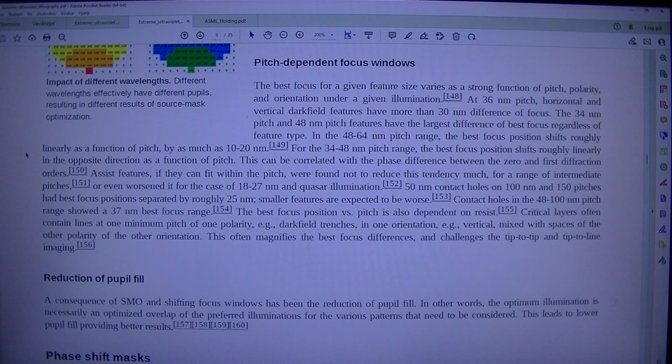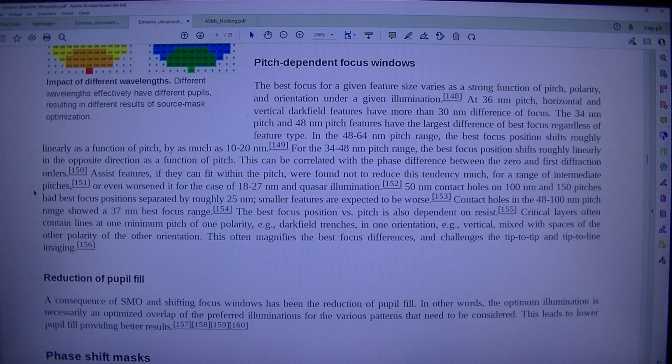150. Assist features, if they can fit within the pitch, were found not to reduce this tendency much for a range of intermediate pitches, 151, or even worsened it for the case of 18 to 27 nm and quasar illumination.